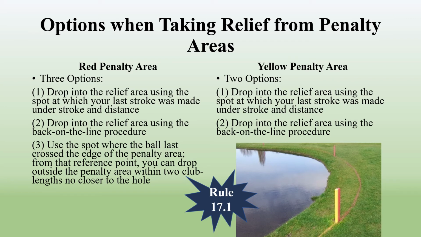You could use the back on line relief procedure under penalty of 1 stroke, keeping the point where your golf ball last crossed the margin of the penalty area in line with you and the flag, and going back on that line and dropping into the relief area under penalty of 1 stroke. Or if your golf ball is in a red penalty area, you have an extra option. You can use the spot where the golf ball last crossed the edge of the penalty area, and you can use 2 club lengths, no closer to the hole, to determine a relief area outside of the penalty area, drop under penalty of 1 stroke, and play away.